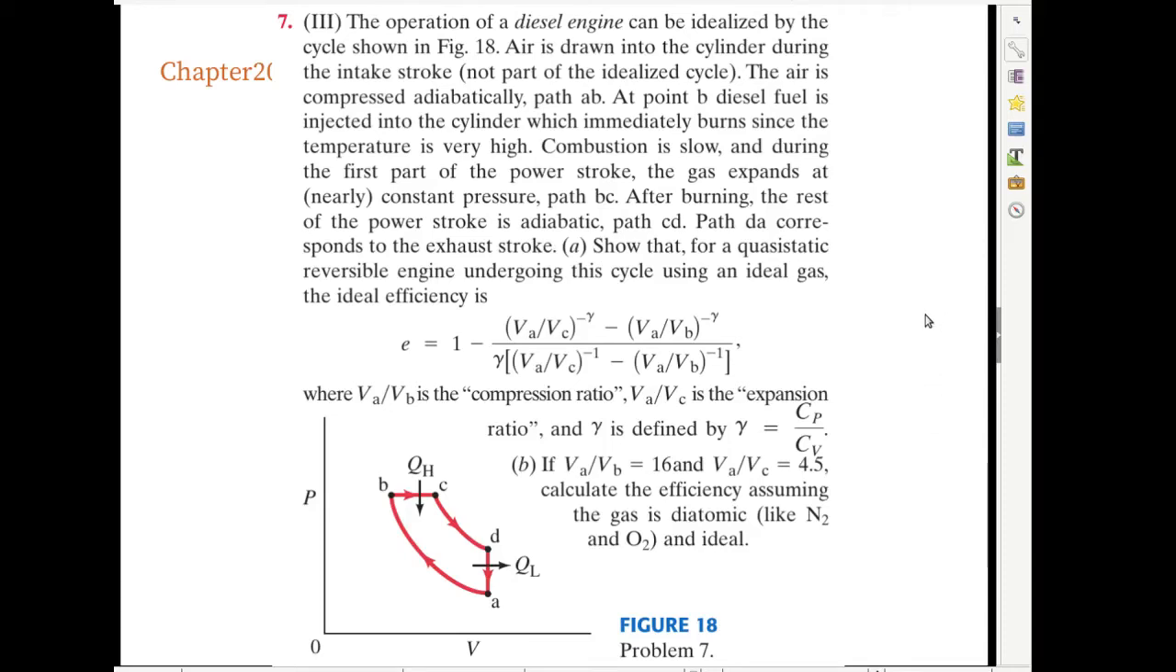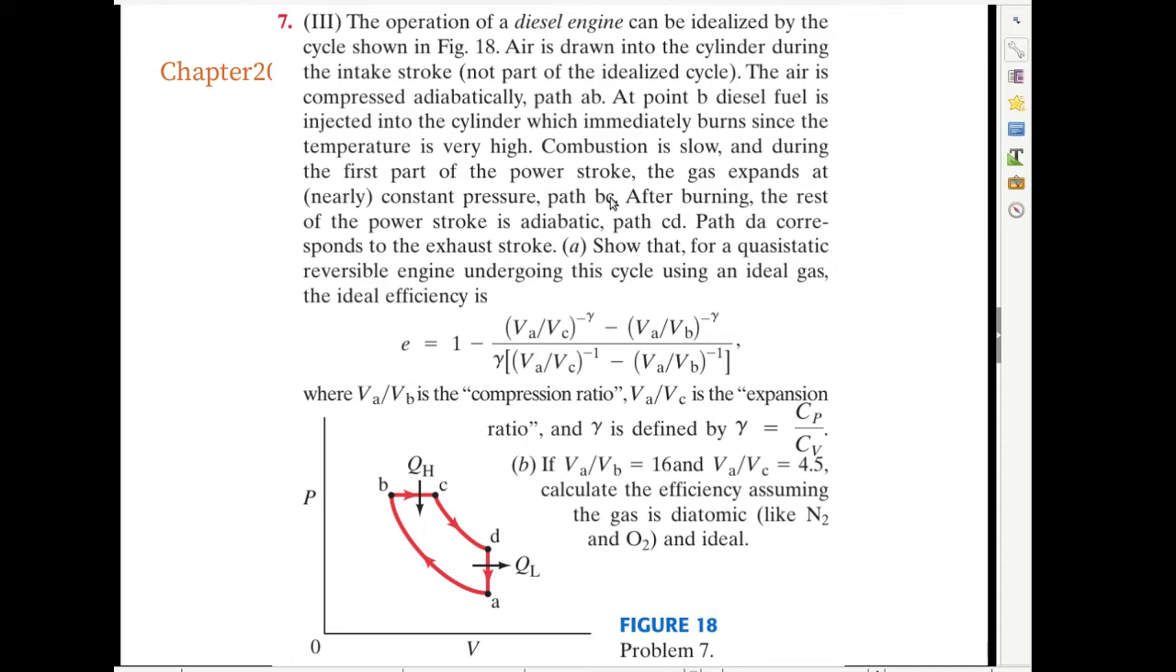Hello everyone. In this video I'm going to be looking at three problems from chapter 20: 7, 26 and 72. In problem 7 we have the diesel cycle, which is the cycle for the operation of an idealized diesel engine. It's shown in this figure over here, and the area is drawn there.